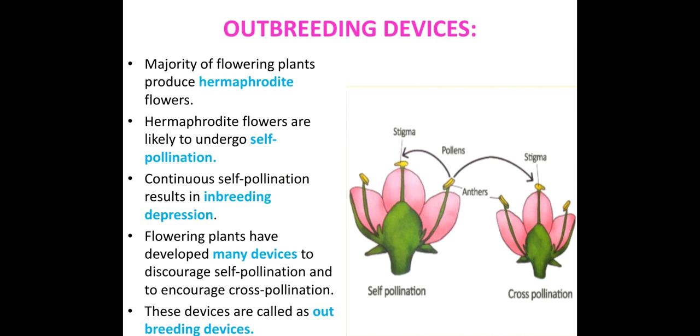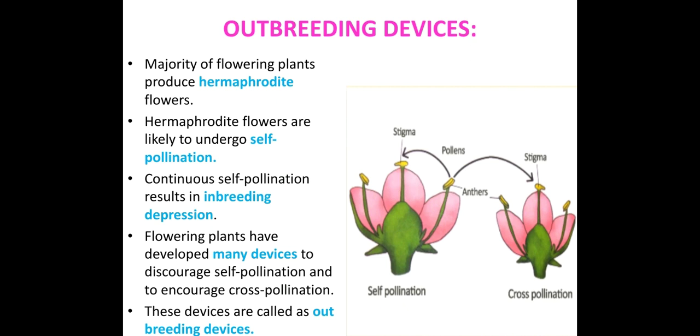If these hermaphrodite flowers continuously go for self pollination, then a depression is found. What is that depression called? It is called inbreeding depression. What is inbreeding? It is breeding between the same plants, same species, same varieties. So that is called inbreeding depression. Now, these flowering plants have developed many devices to discourage self pollination and to encourage cross pollination.